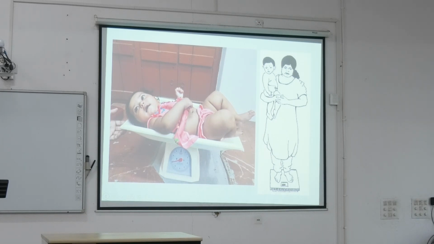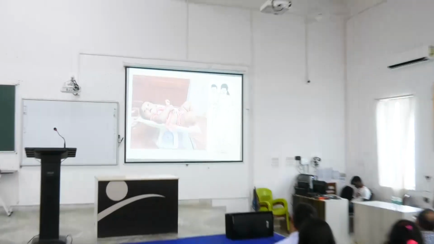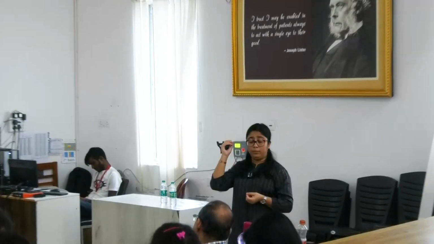But this has a fallacy. If the mother's weight is very high and the child's weight is very low, then the difference will be very small, so it will not be accurate. For measuring a baby's weight, we need 0.01 kg of accuracy. Okay, 0.01 kg. That will not come here.